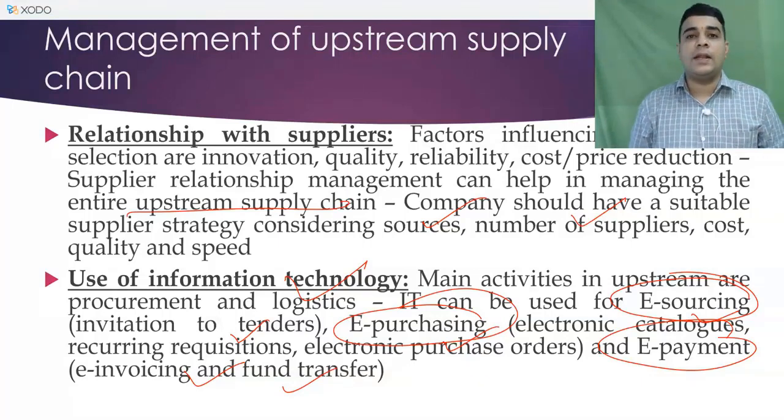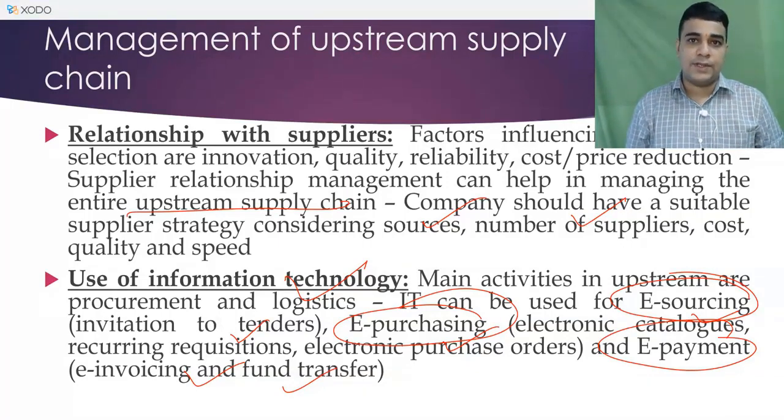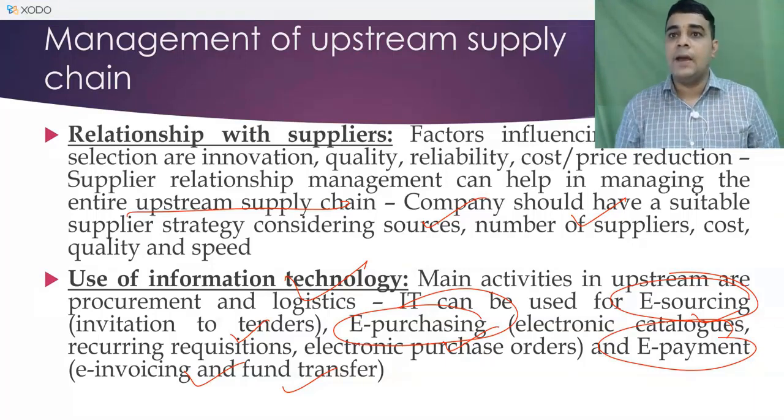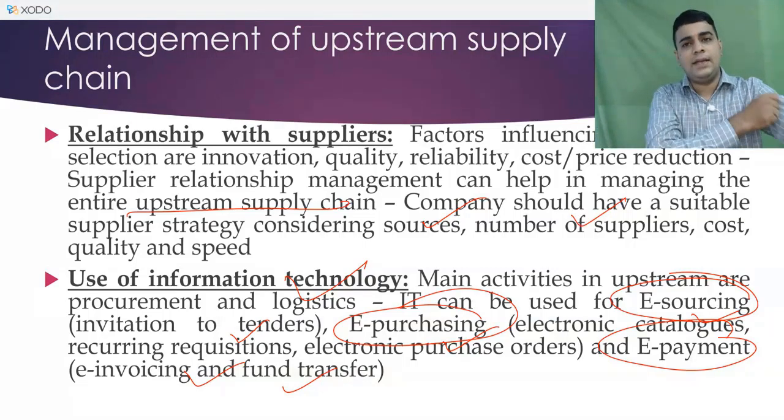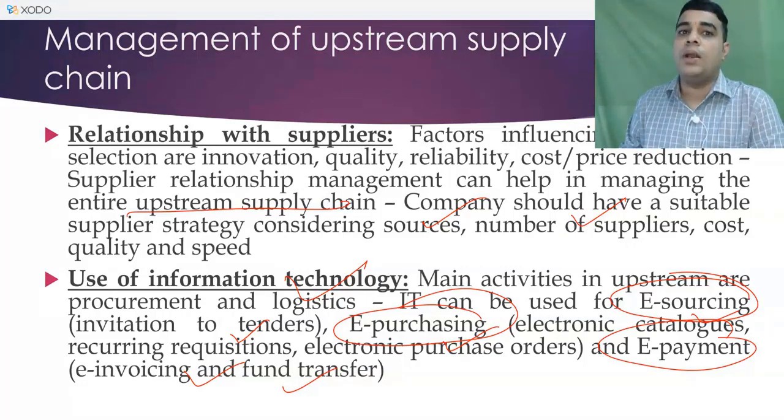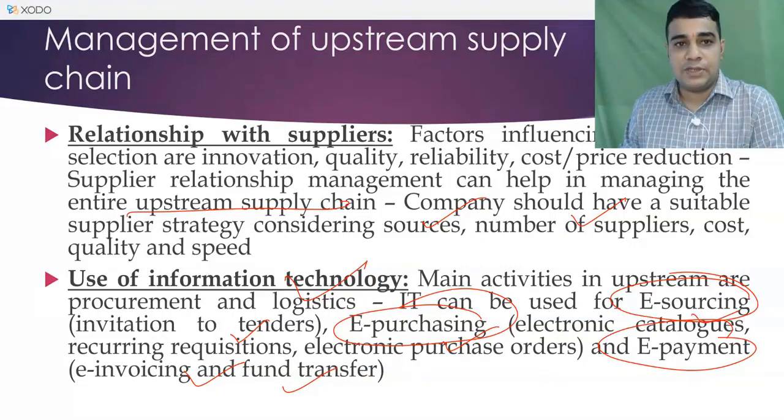I want to know what products are available. He will send me an online catalog itself. He is not going to send me a physical catalog and say these are the products available. So I can get an online catalog, I can watch it there, understand what products are offered, what the pricing is. So IT is playing a major role in managing your upstream supply chain.